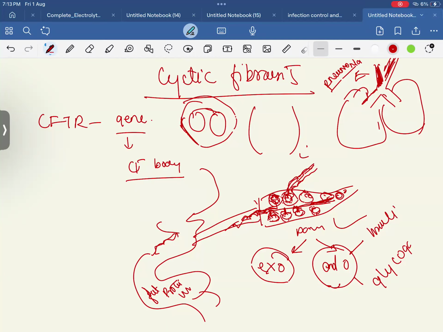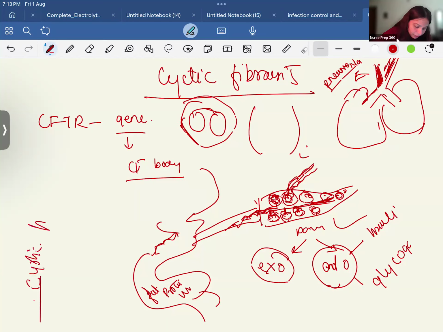CFTR is cystic fibrosis transmembrane conductance regulator. These are the regulators.